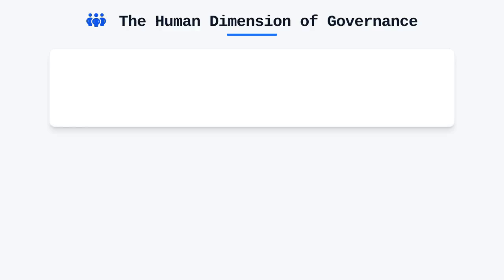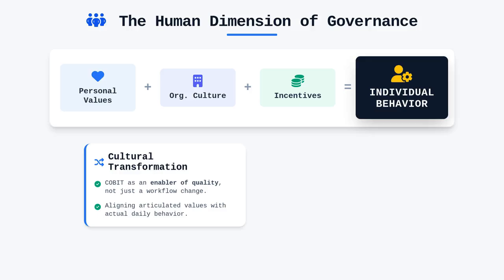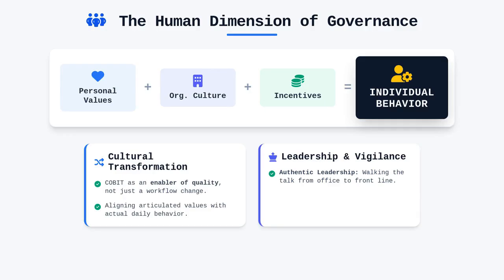Ultimately, individual behavior is the aggregate result of personal values, organizational culture, and incentive structures working in concert. Implementing a framework like COBIT is not merely about changing workflows. It is about steering the culture toward an environment where governance is viewed as an enabler of quality. This requires authentic leadership that walks the talk, ensuring that the policies written in an office are consistent with the reality of the front line.